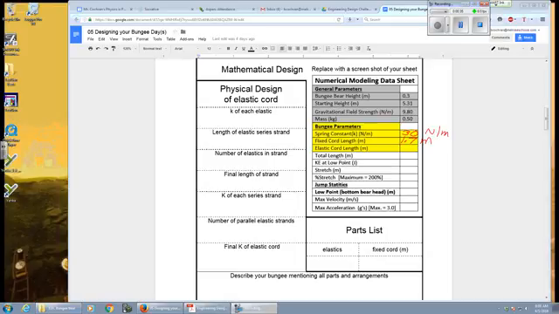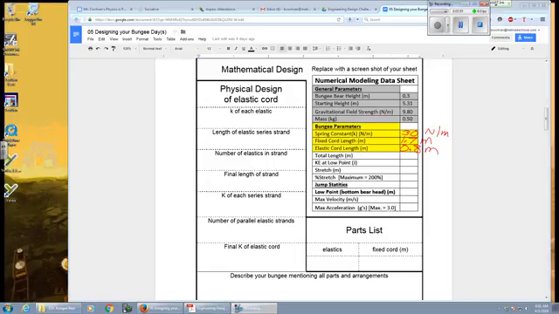anybody? 8 meters? Nah, that's too short. 0.8 meters. So 80 centimeters. That's a little bit better.